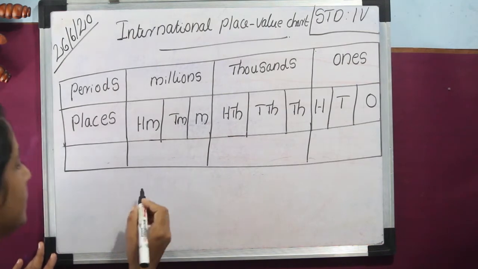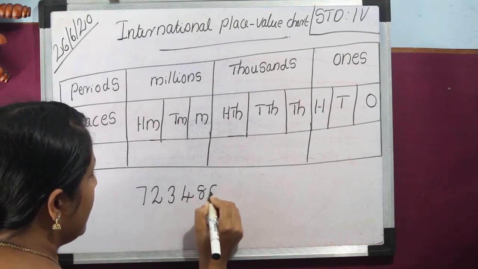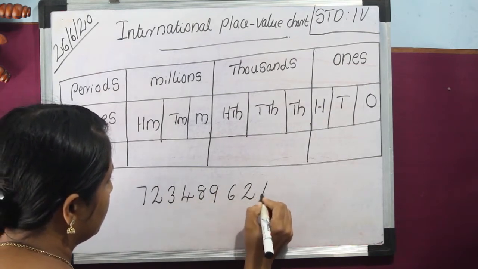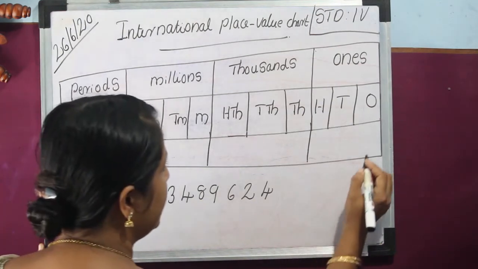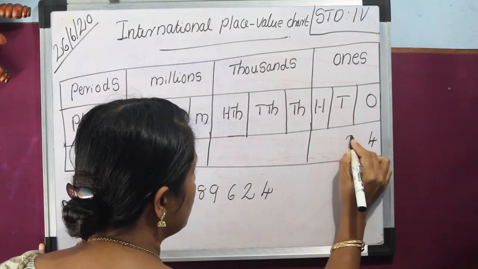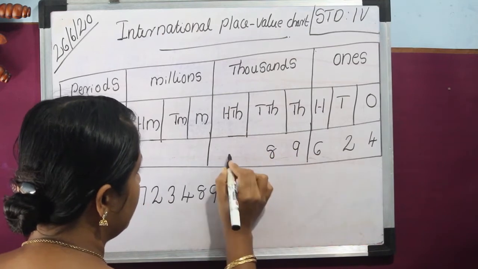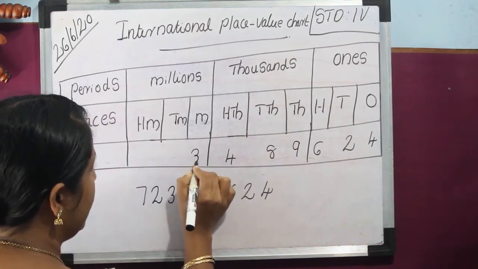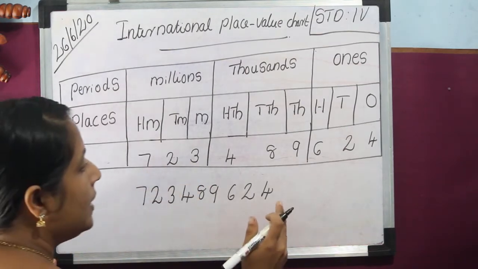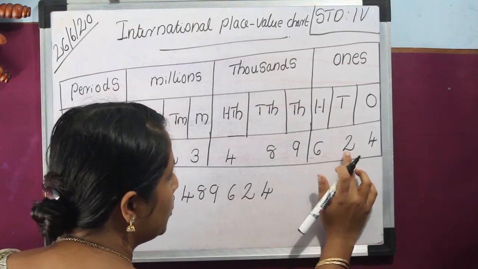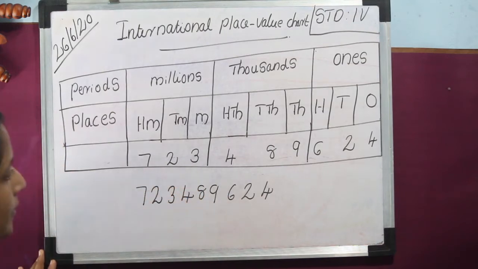Consider one example: 723489624. First we write these digits inside our table, that is 4, 2, 6. Next 9, 8, 4. Next 3, 2, 7. So in the table, starting from the ones place, we write 4, 2, 6, 9, 8, 4, 3, 2, 7.